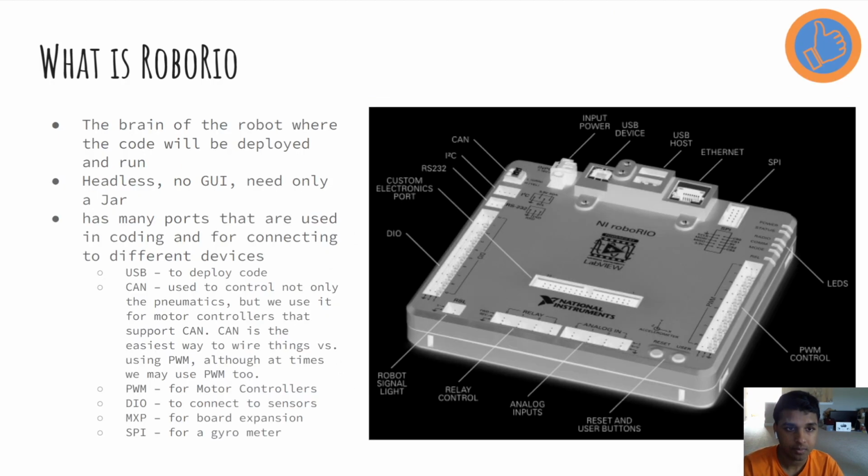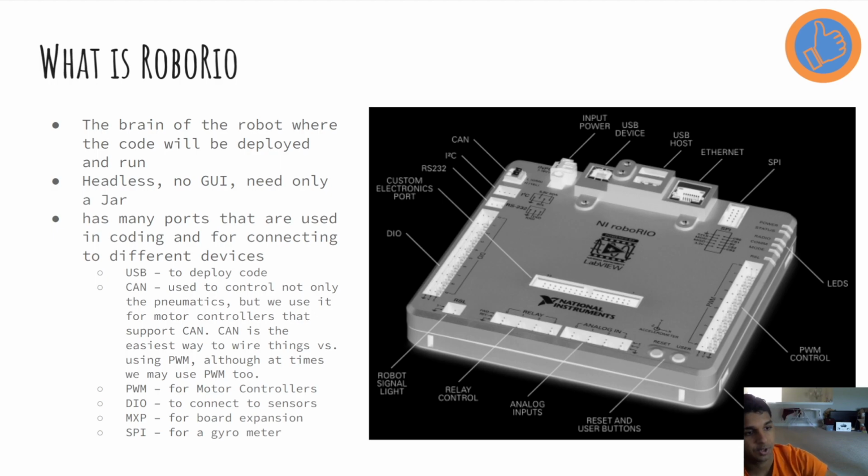So yeah. And what is the RoboRio? So I've used that term a lot, RoboRio, but you might not actually understand what the RoboRio is. So the RoboRio is just the brain of the robot, which I've already said. Basically, it has a bunch of ports. It has USB ports. It has an I2C bus. It has CAN ports for wiring. It has PWM for motor controllers. It has an SPI for gyros. A lot of different stuff.